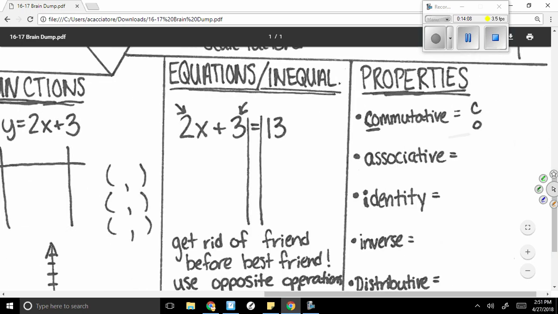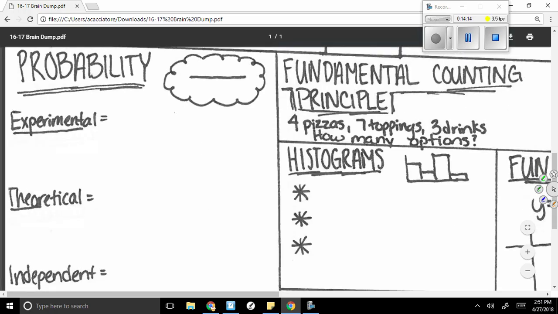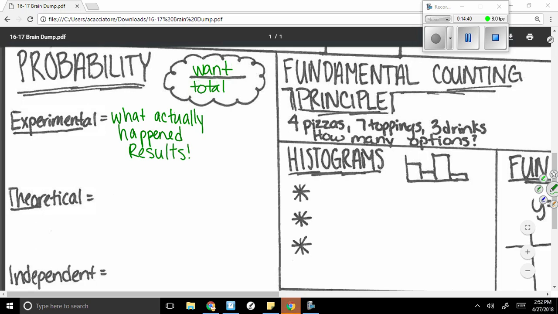Moving down even further and all the way over to the left-hand side of the box. Probability, this is a big box. This is what we've just covered. Remember, it's what you want over the total. So how many total things you can get. We have experimental probability, which is what actually happens. Remember, you have to have real results. Maybe you have a chart. Maybe you have tally marks. Maybe they have actually rolled the dice and written down what they've gotten.